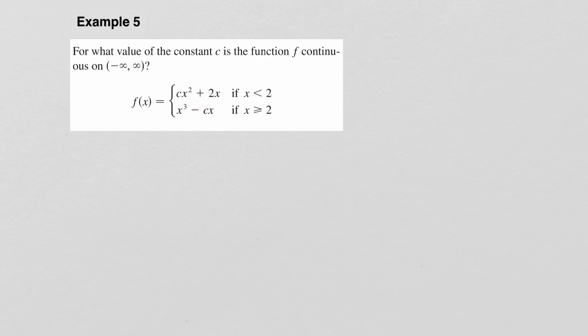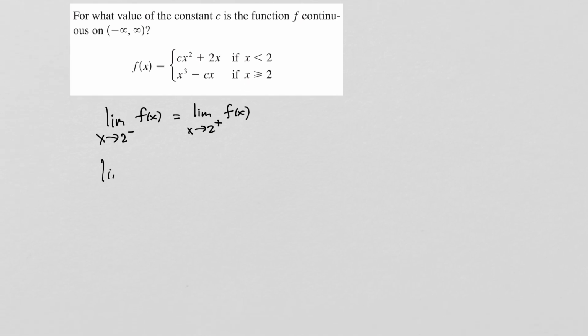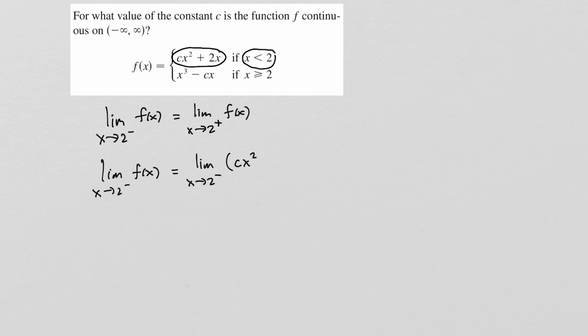So what we need in order for this to be continuous is we need the limit as x approaches 2 from the left of f of x to be equal to the limit as x approaches 2 from the right of f of x. So let's go ahead and calculate the limit as x approaches 2 from the left. If we're approaching 2 from the left, we are less than 2, which means we'll be using this function. So we have the limit as x approaches 2 from the left, cx squared plus 2x. And because this is a polynomial, we can basically just plug 2 in.